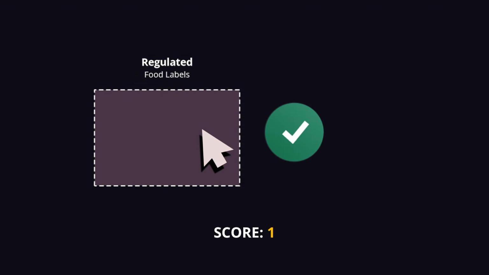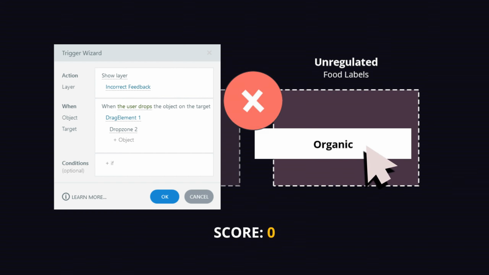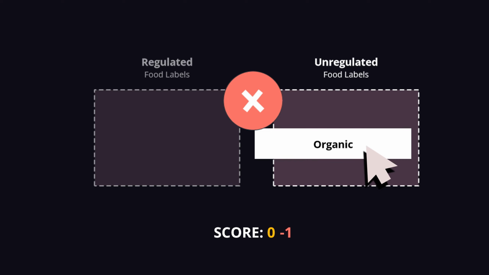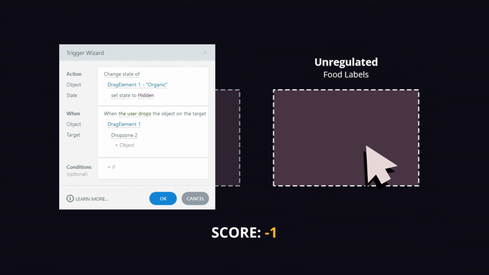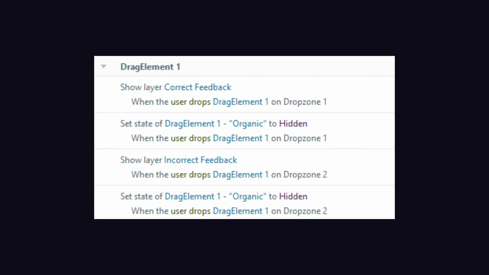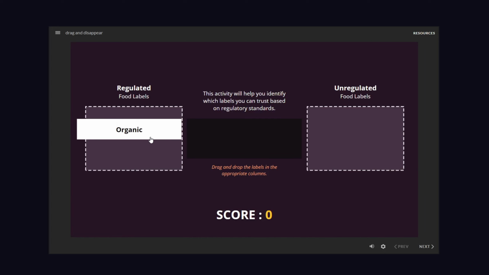Great. Now let's add the logic for when the user drags an item to an incorrect category. We show the incorrect feedback layer, and on the incorrect feedback layer, we decrease the score by 1. And then we hide the element again. And that's it. These are the triggers I need to bind to my element. It's time to test the exercise and see if everything works.